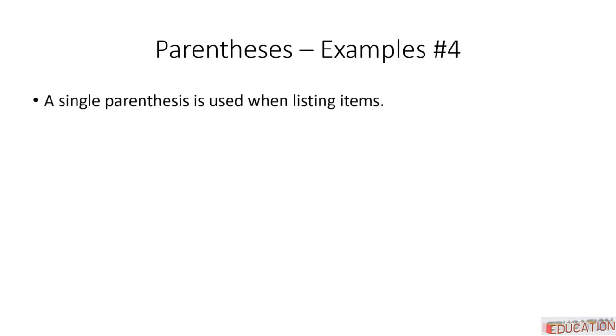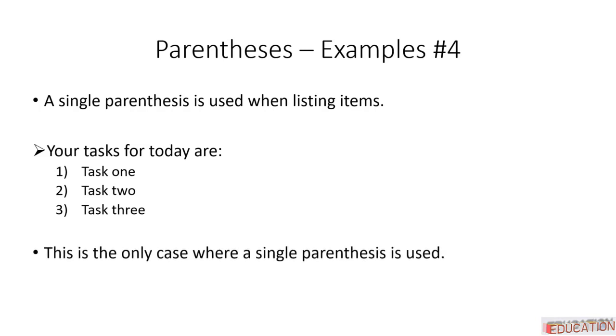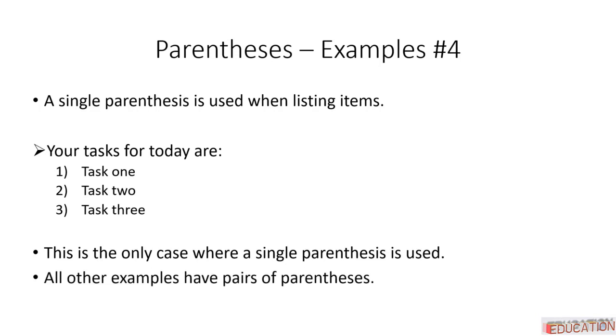And here we have a slightly different thing where a single parenthesis is used when listing items. So for instance, your tasks for today are, and then 1) task 1, 2) task 2, 3) task 3. And here we see just a single parenthesis on its own. And this is really the only case where a single parenthesis is used. All other examples have a pair of parentheses. And please note, one parenthesis, more parentheses.